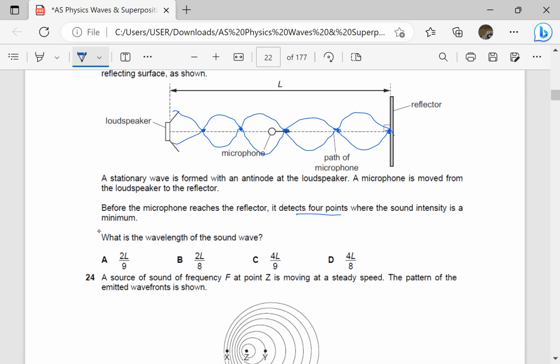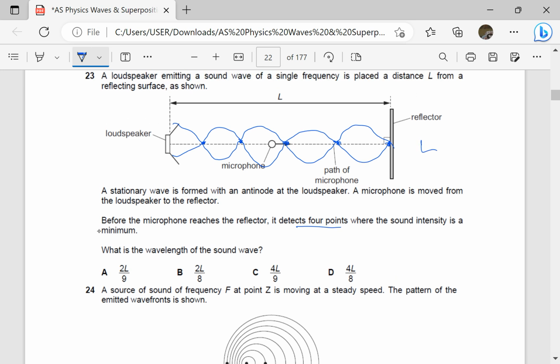So what is the wavelength of the sound wave? So the length L has this half a cycle, that is one cycle, 1.5, 2 cycles, and a quarter. So the length L is representing 2 cycles and a quarter of the wavelength, which means the length is representing 4 times 2 plus 1, that is 9/4 of wavelength. So the question is, what is the wavelength of the sound? So wavelength is going to be, we take the 4 up, so it becomes 4L divided by 9, which makes our answer C.